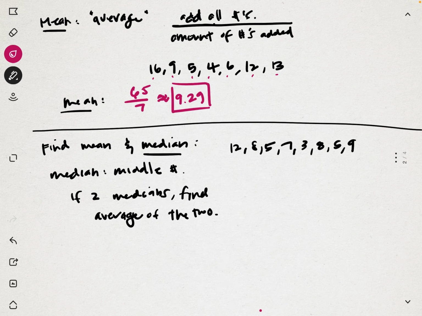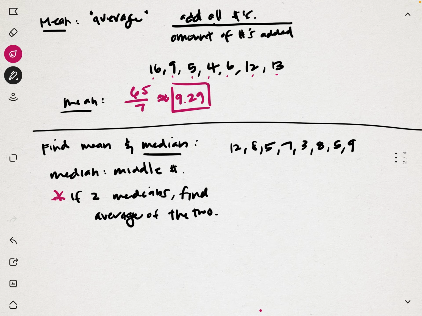Okay, the next one is asking us to find the mean and median. The median is the middle number. And just a little note here that if we have 2 middle numbers, then that's fine. All we're going to do is find the average of the 2, so we're going to add them and divide by 2. The first thing we need to do before we can determine the median is order these.